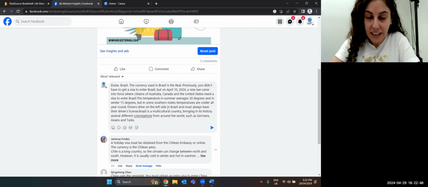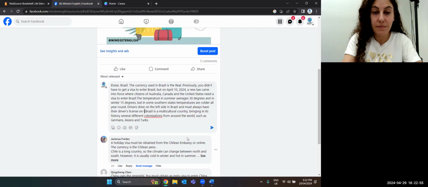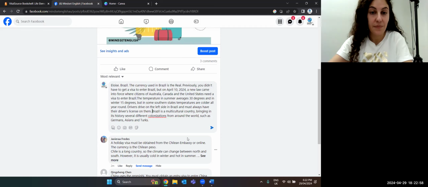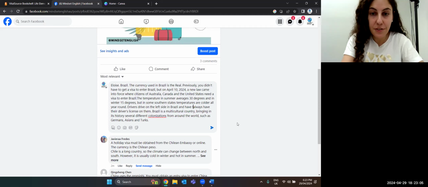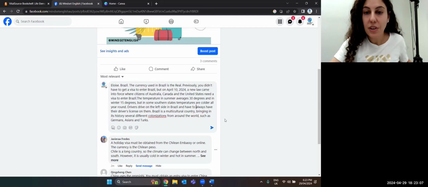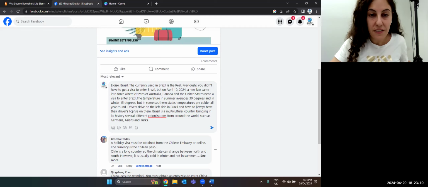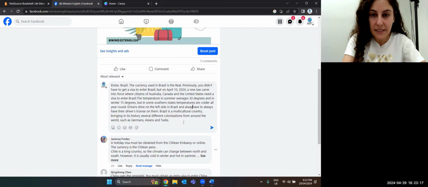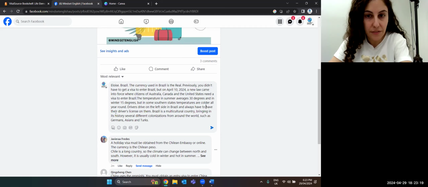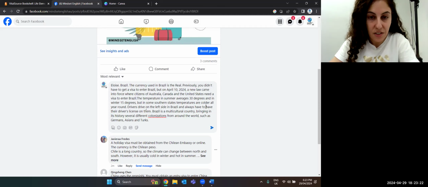Drivers drive on the left-hand side in Brazil and must always have their driver's license on them. That means make sure it's with you. So you must always have your driver's license. So good, you said must. Again, and have to. We just want to practice have to, and have to always have their driver's license on them. I might put always here, and always have to have their driver's license on them.